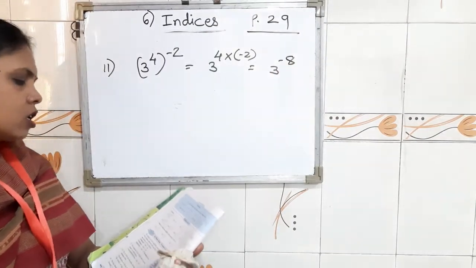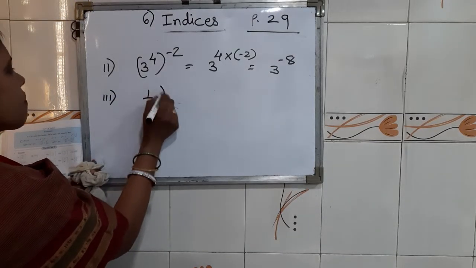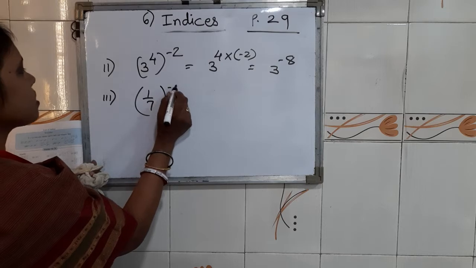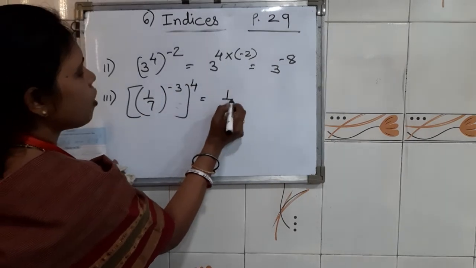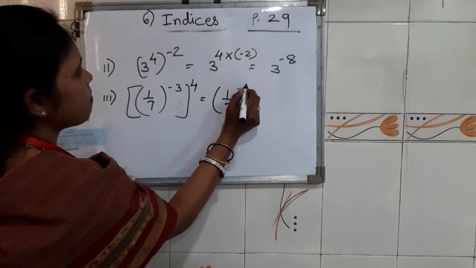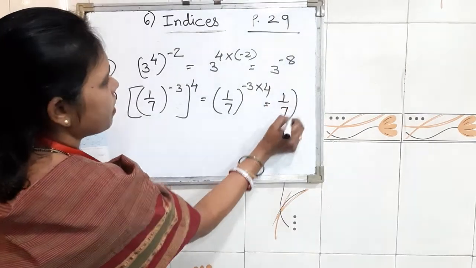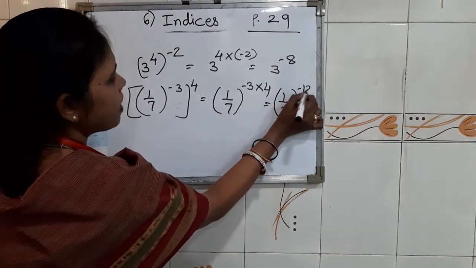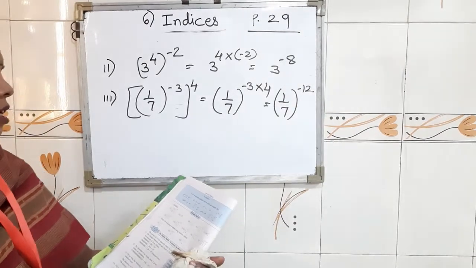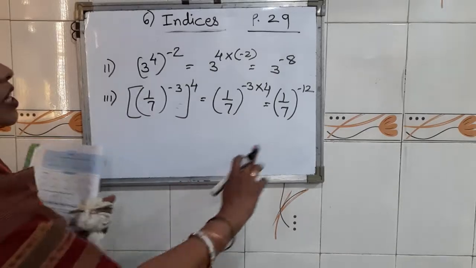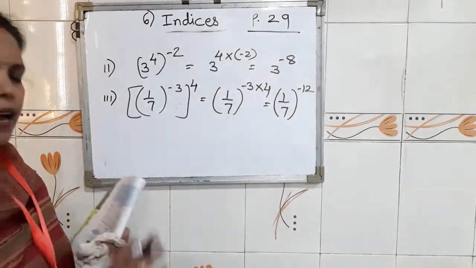Next one, question number third. 1 upon 7 raised to minus 3 and 4. For 1 upon 7 we multiply minus 3 into 4. That is 1 upon 7 raised to minus 12. If we want, we can write 1 raised to minus 12 and 7 raised to minus 12.